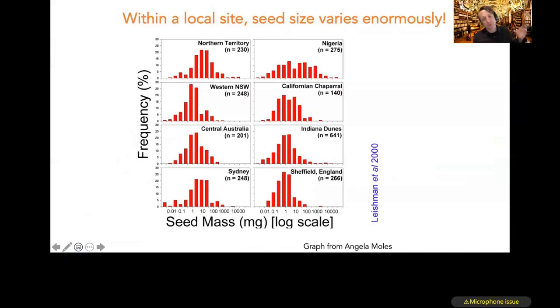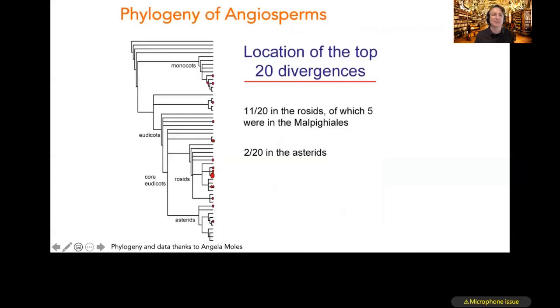Ranging from huge care packages to the next generation to very small care packages. Different life history strategies, and you find this all over the world. So why is this? If you look across the phylogeny of angiosperms, at the location of the top 20 divergences in terms of seed size, oh my goodness, look at all these red dots across the angiosperm phylogeny.